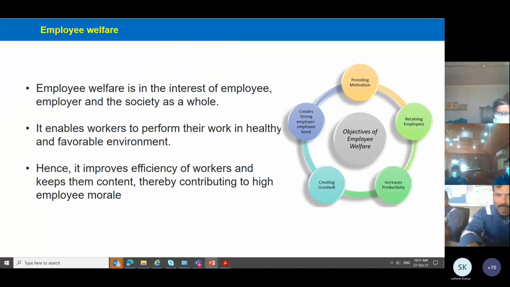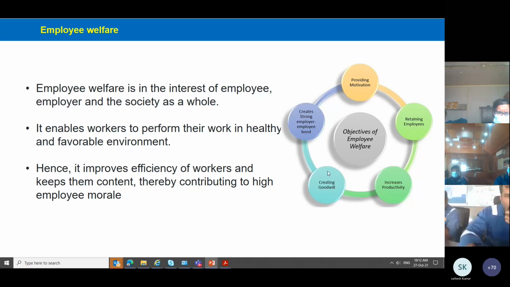Okay, and what are the benefits of the employee welfare benefits? Employee welfare is in the interest of the employee as well as the employer and also the society as a whole. It enables workers to perform their work in a healthy and favorable environment. Hence, it improves the efficiency of workers and keeps them content, thereby contributing to high employee morale.